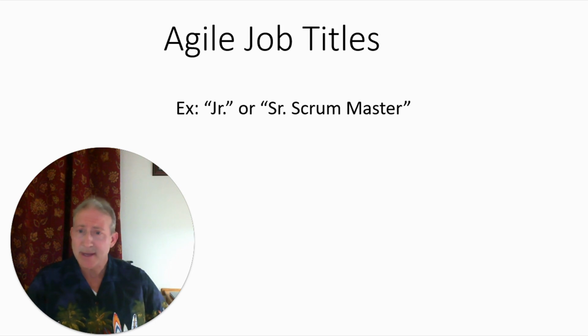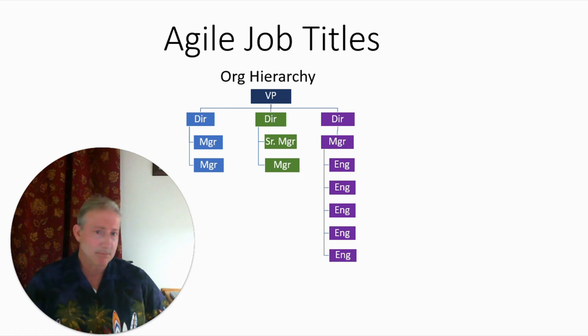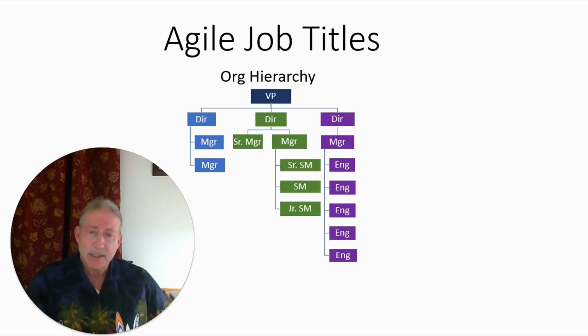Now, what do I mean by that? Let's say you set up job titles for junior or senior scrum master. It literally is on their badge. So let's say now you've got a director, but then what about these agile job titles? Where do they fit? So pretty soon you're opening up a whole other hierarchy or sub-hierarchy in your organization.